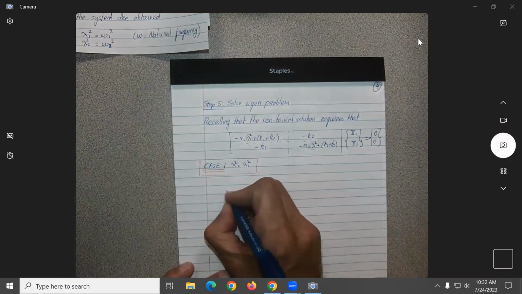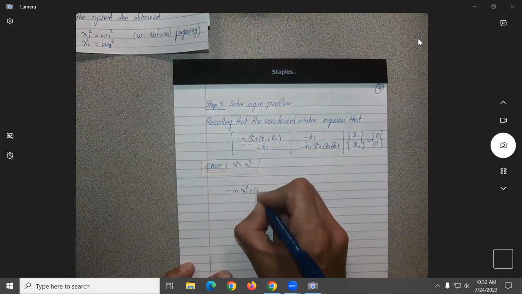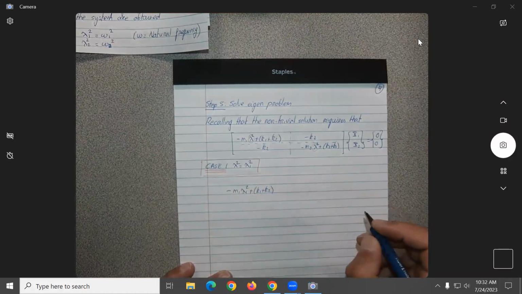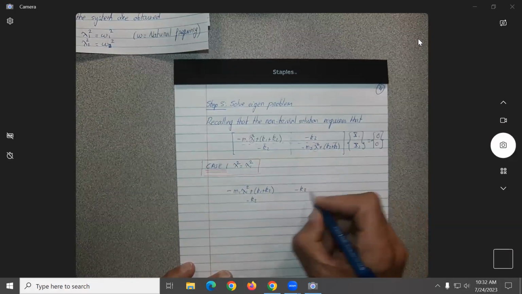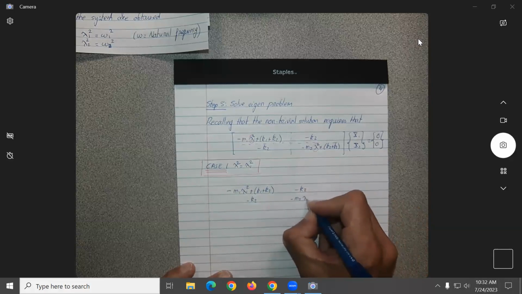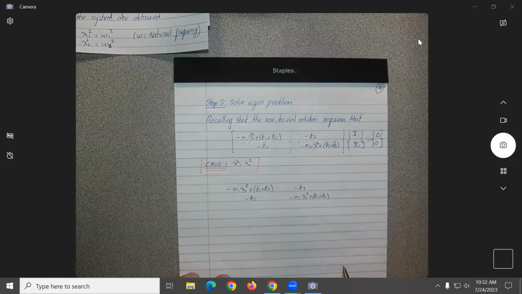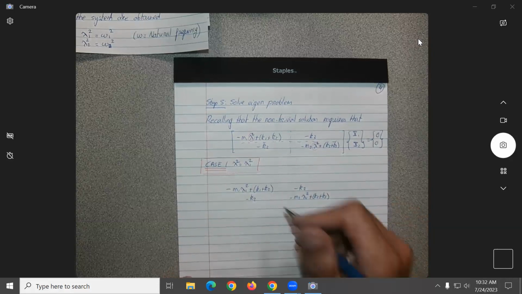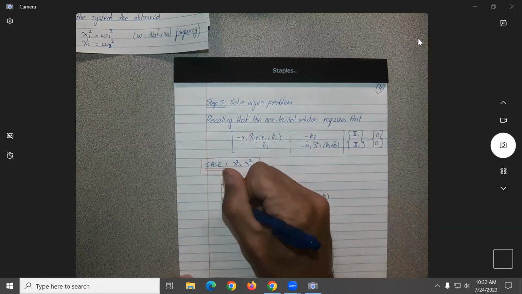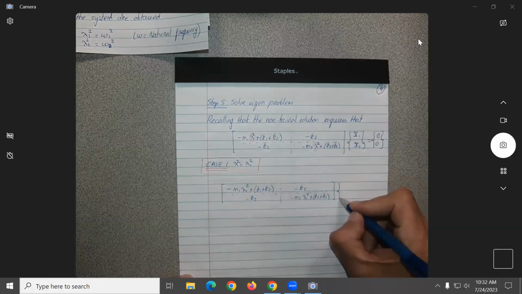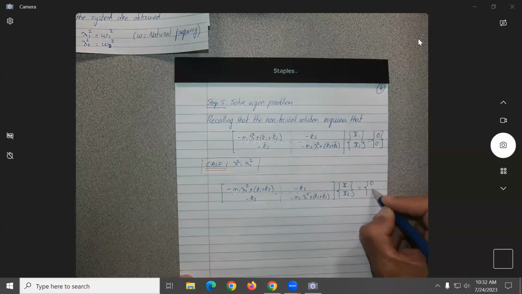So we get that [-M1 λ1² + K1 + K2, -K2; -K2, -M2 λ1² + K2 + K3] times [X1, X2] equal to 0.